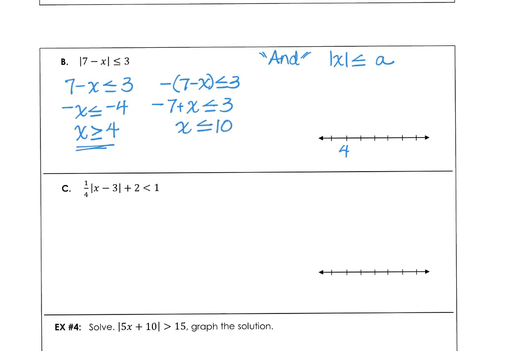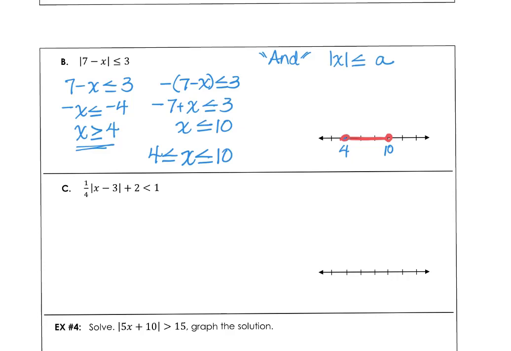So we have 4. We'll call this 10 up here. 4, 6, 8, 10. Well, this would be 10 here. So 4 to 10. If we count by twos, and x is greater than 4 or less than 10. So we could also write that solution set this way. 4 is less than or equal to x is less than or equal to 10.